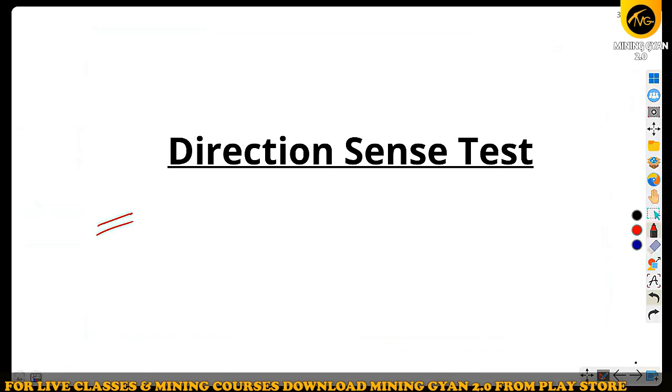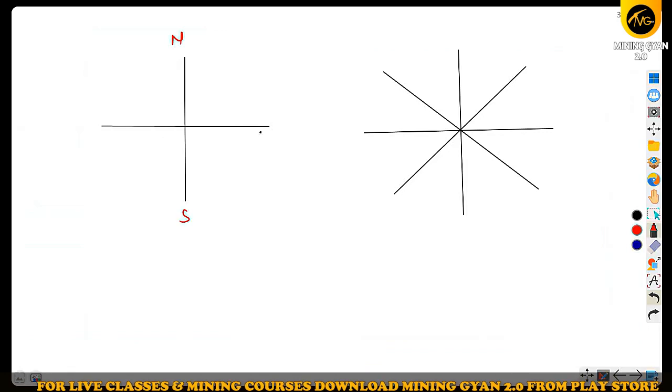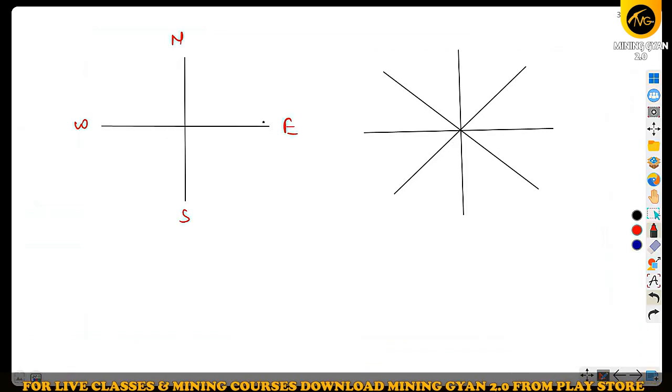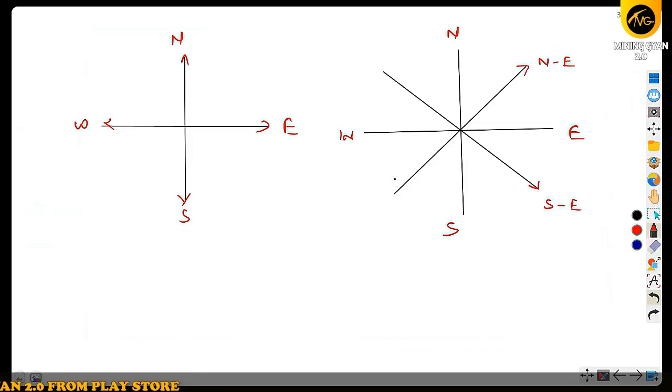So first of all, suppose these are the directions: north, south, east and west. Now, the direction that lies between the two directions north and east is called the northeast direction. Okay. Similarly, this is the southeast direction, southwest direction and northwest direction.